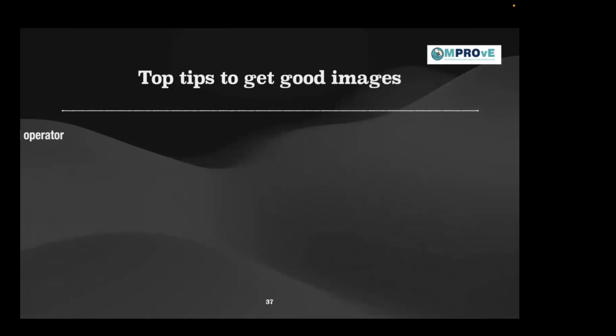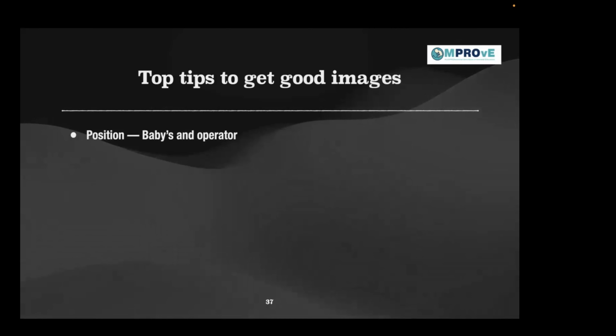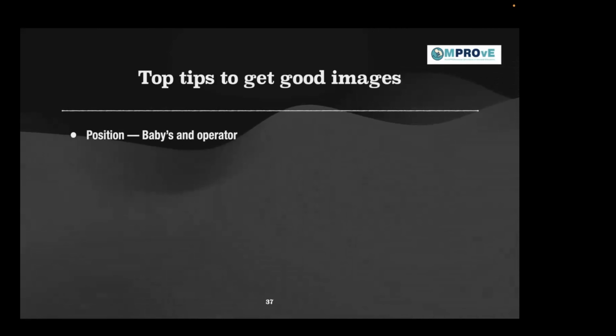And some tips to get good images. Position is very, very important, both of the baby and the operator, whosoever is doing the scan. You have to be very comfortable, so that you don't have a cramp or something. The baby has to be very comfortable, because if it's a fighting baby or resisting baby, a feisty baby, you're not going to get a good image. You won't be able to focus on the particular section or the pleural line. So position is very, very important.